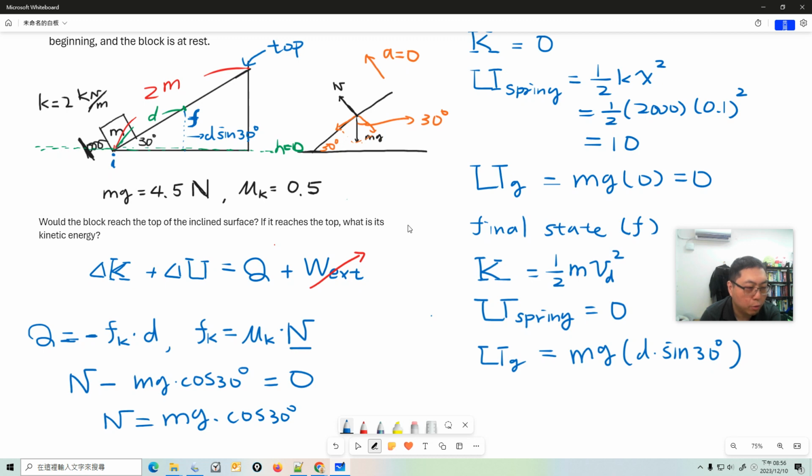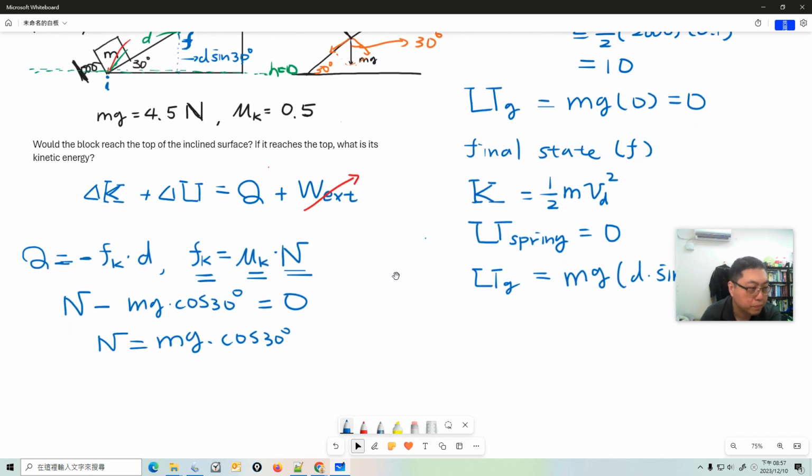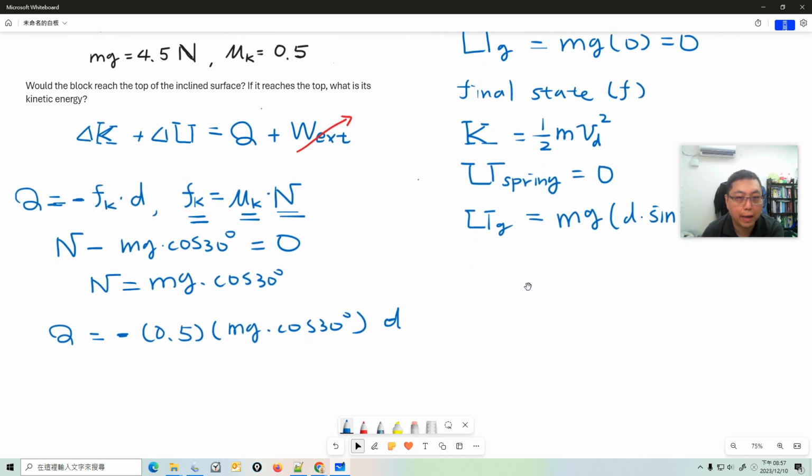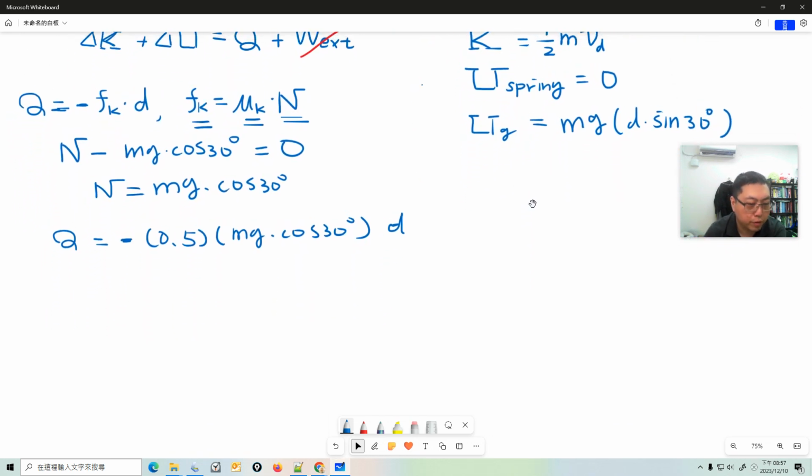Now that we have the normal force and the friction coefficient, we can get our friction force. So our heat is equal to minus mu_k times the normal force times the distance. Don't forget the distance. Now we have all the information for this equation, so let's put everything back into the energy conservation equation and see what happens. Let's change to black.